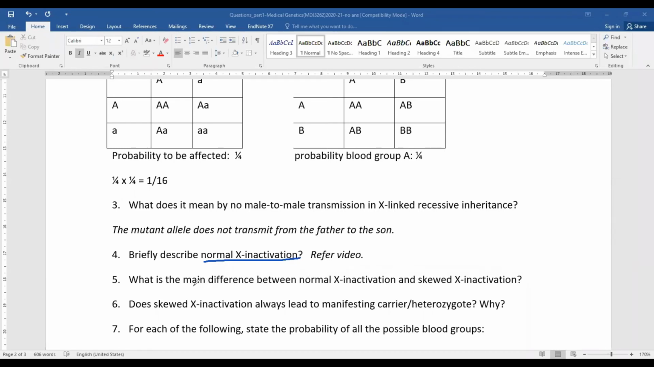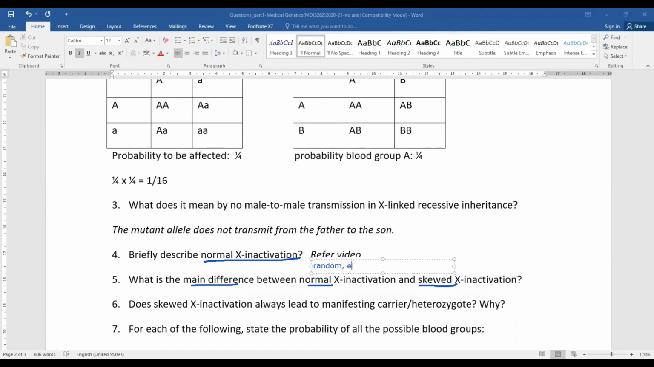Now, what is the main difference between a normal X inactivation and a skewed X inactivation? Remember that in a normal X inactivation, what is the keyword? The most important thing about a normal one is random. The X inactivation is random.